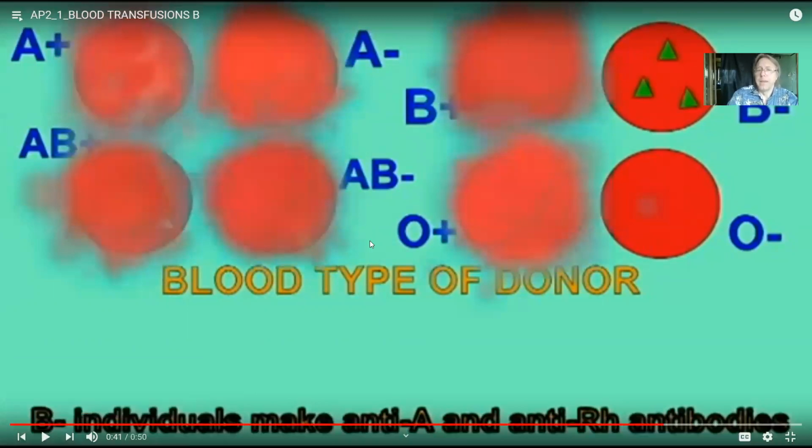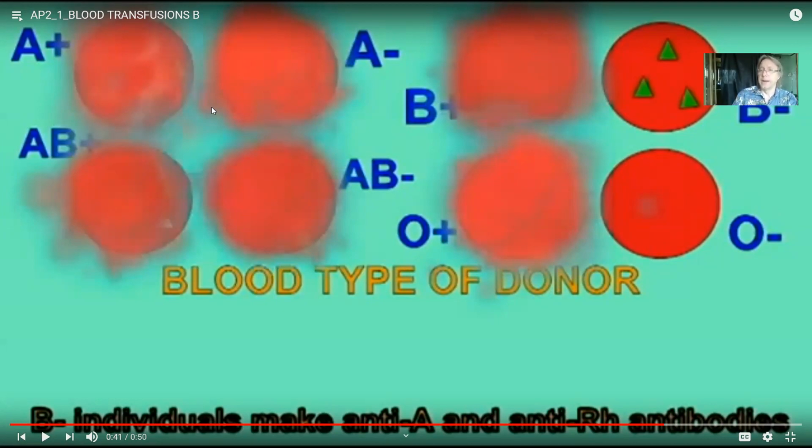So, if this patient was B negative, they make anti-A and anti-Rh antibodies. You can't give them blood with an A in it. And if you are then asked why, the answer is because they could die. All right? Because the clumping and the destruction and all the debris could clog blood vessels here and there and there and there, and they could die.